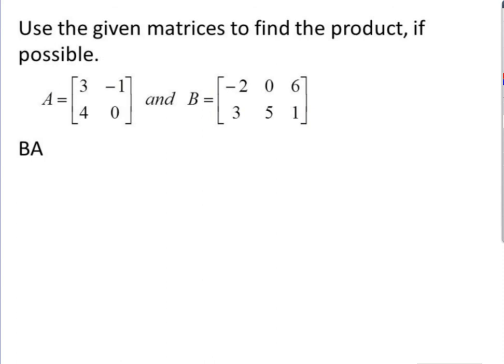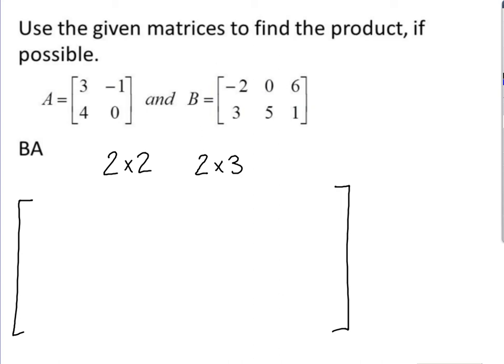If we try another one of these, matrix A is a 2 by 2 matrix. Matrix B is a 2 by 3 matrix again. So once again, we can multiply these. We start with the first row and the first column. So 3 times negative 2 plus negative 1 times 3. This is the exact same one as the previous example, so we're just going to go ahead and skip this one.